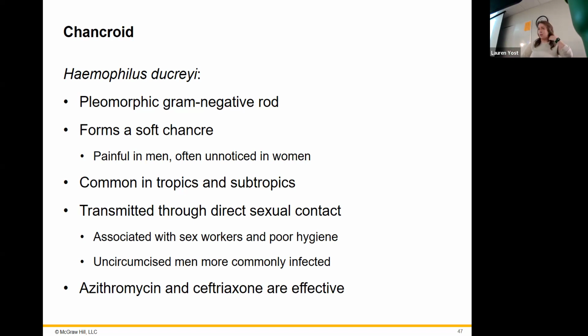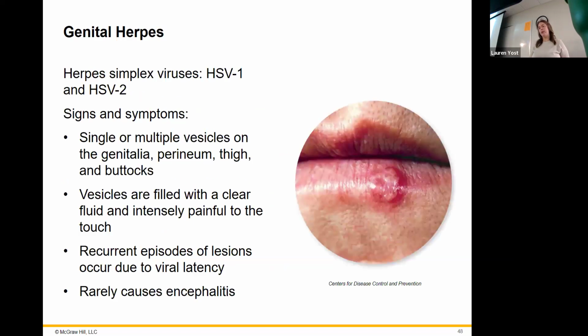Okay, I can't even say that word, but anyways, it forms a soft version of this, and it's gooey, and it's yucky, and it's weepy, kind of an open sore feel to it. But it's about a similar sort of size. This is mostly in the tropics and subtropics, and associated with sex workers and poor hygiene, as well as uncircumcised men being more likely to get the disease because of the irritation already in the area. But yeah, it's really bad, and you're welcome for no pictures.